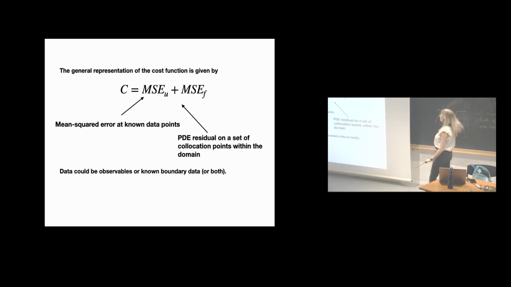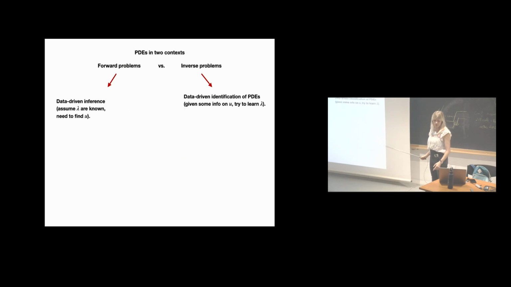Okay, the general representation of the cost function is basically just a sum of mean squared errors. So you can have mean squared error at, say, any known data points that you might have, and also mean squared error from trying to satisfy the differential equation itself. And data could be observables or boundary data or both.